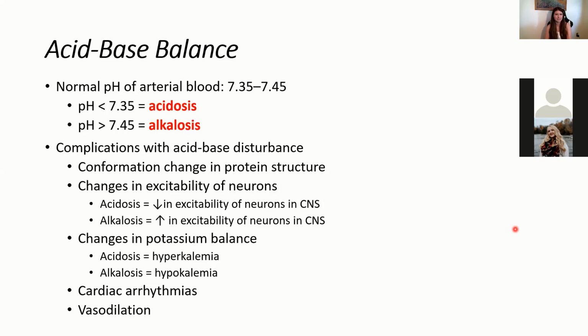And this also links into the symptoms that you would expect to see with each of these conditions. Changing the amount of potassium in your blood contributes to these effects that we see. Okay. Some of the effects that we would expect to see in terms of observable things about the body would be things like cardiac arrhythmias and vasodilation.